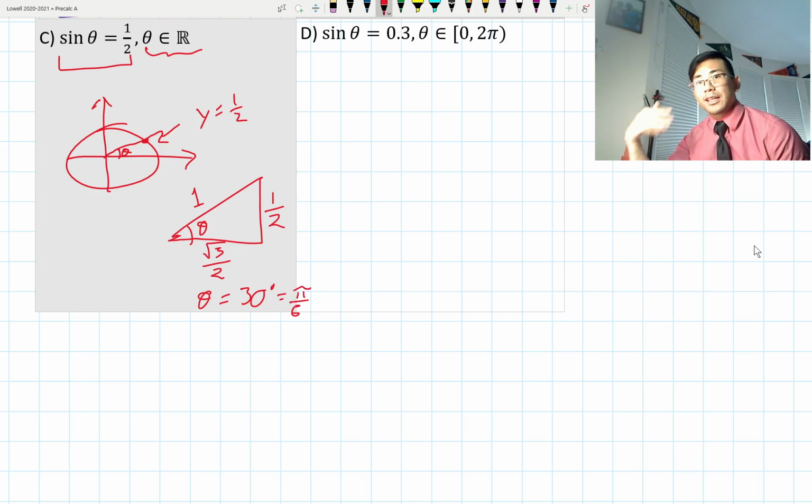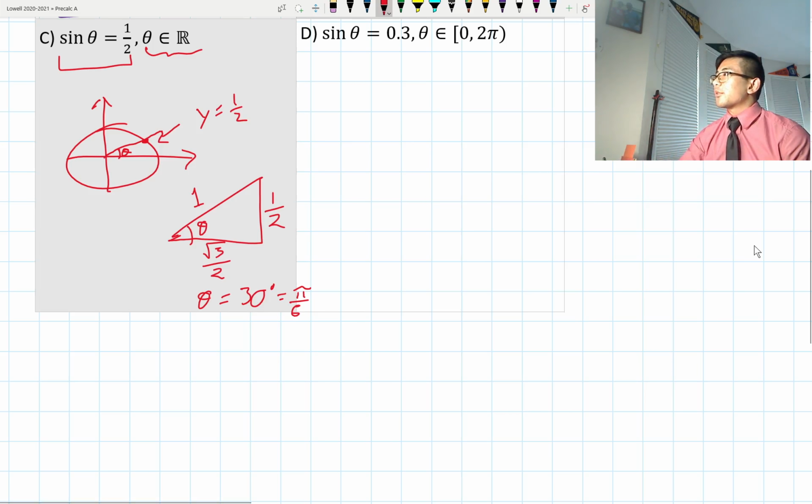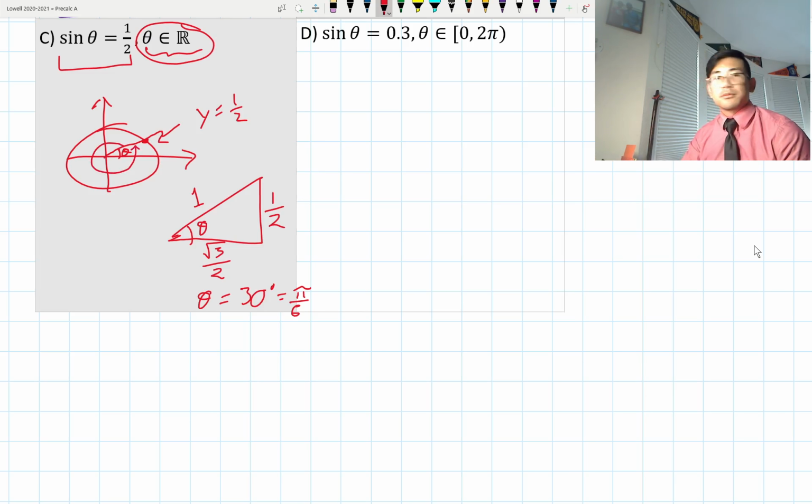Here's the thing. That's not the only angle, right? Because if we're looking at all angles theta, theta could be literally any angle. If I went around 2 pi more radians, one full revolution, I'll get back to basically the same angle, and the sine of that angle would also be 1/2.